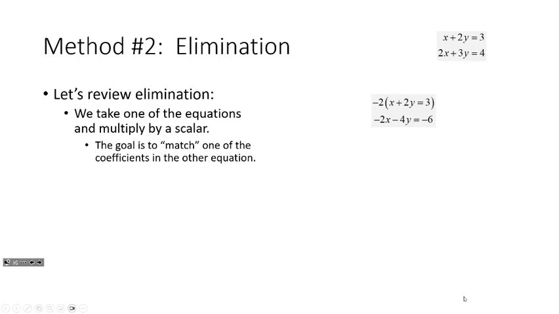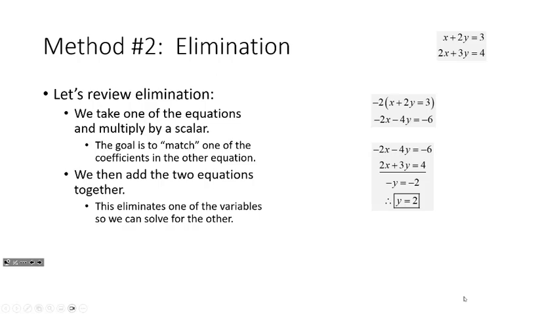And the reason that I did that is because I'm trying to match one of the coefficients in the other equation. So I picked -2 because if you look at the other equation, the first one yielded a -2 in front of x. This equation already had a +2 in front of x. So what I can then do is take the entire set of equations and add them together. And what we'll see is that the x's cancel. So I have -2x plus 2x is 0.